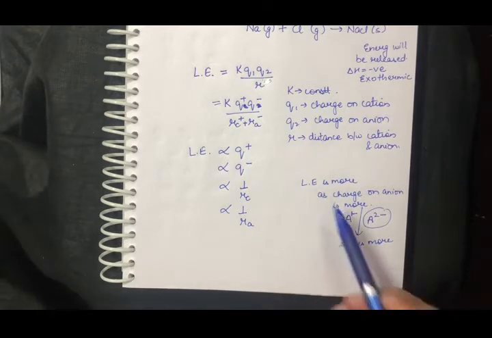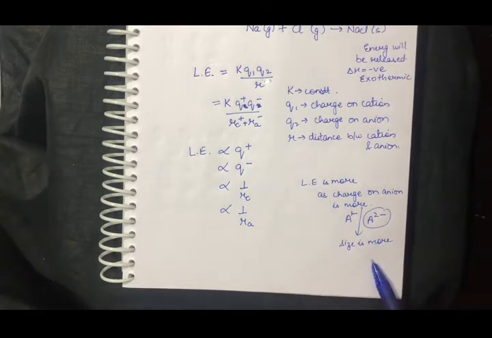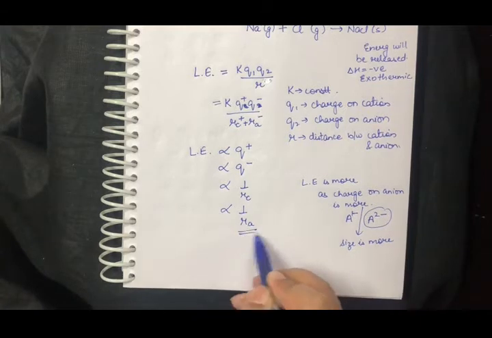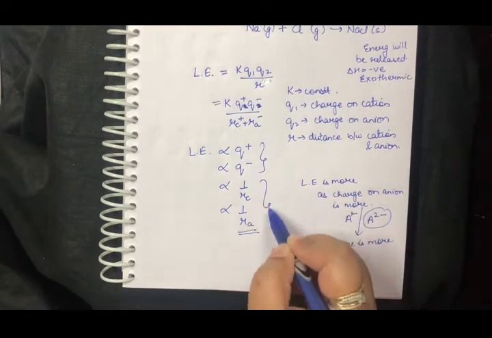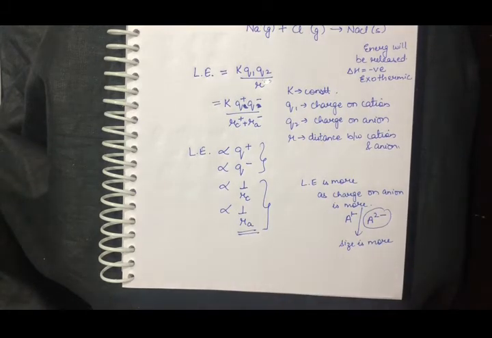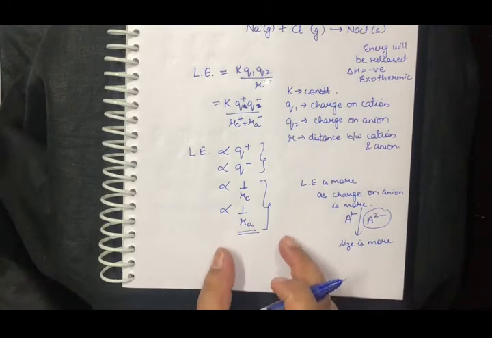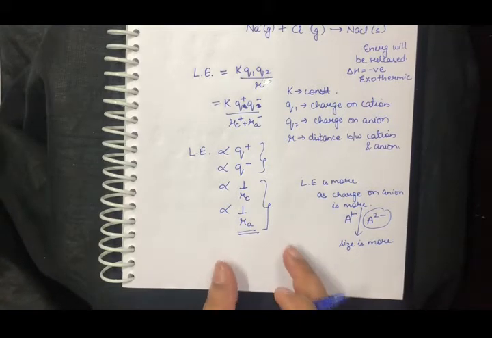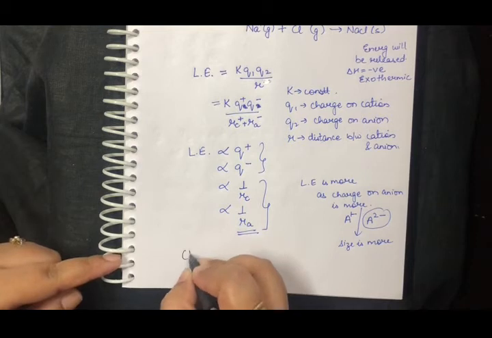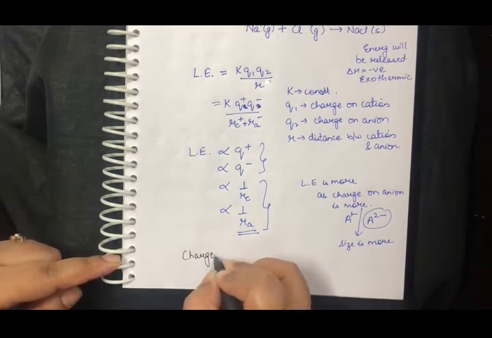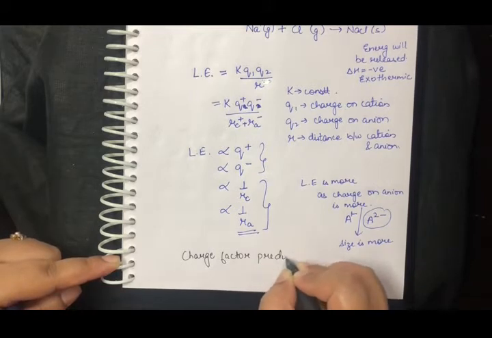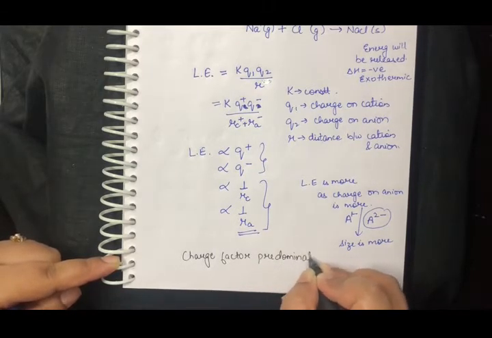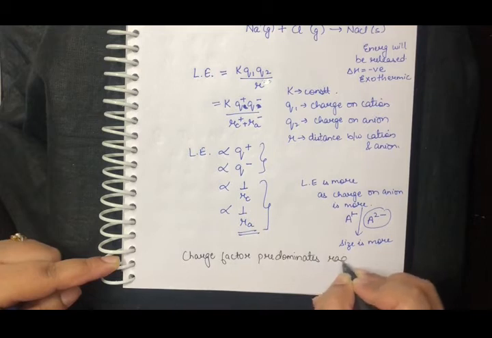So lattice energy is more when the size is more. But here I am also saying that the radius would be small. So these two parameters would not be running simultaneously. These are the factors on which it depends, true, but if I have to select, I will always remember that the charge factor predominates the radius factor.